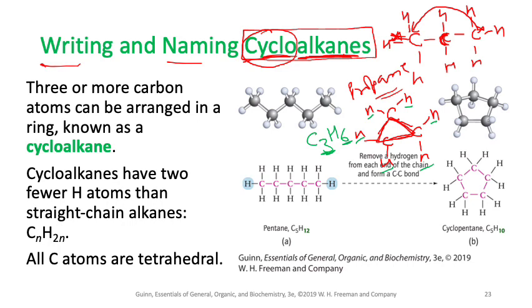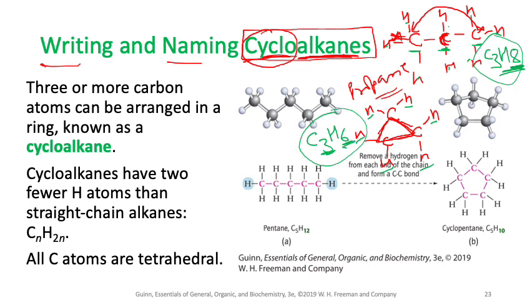What's the molecular formula for the non-cyclic compound containing 3 carbon? 1, 2, 3, C3. How many hydrogen? 1, 2, 3, 4, 5, 6, 7, 8. So if we compare the two structures, one in a straight line with 2 separate endings, one a cyclic compound, what's the difference you see in the molecular formula? Here you have how many hydrogen connected with the 3? 8. Here we have 6.